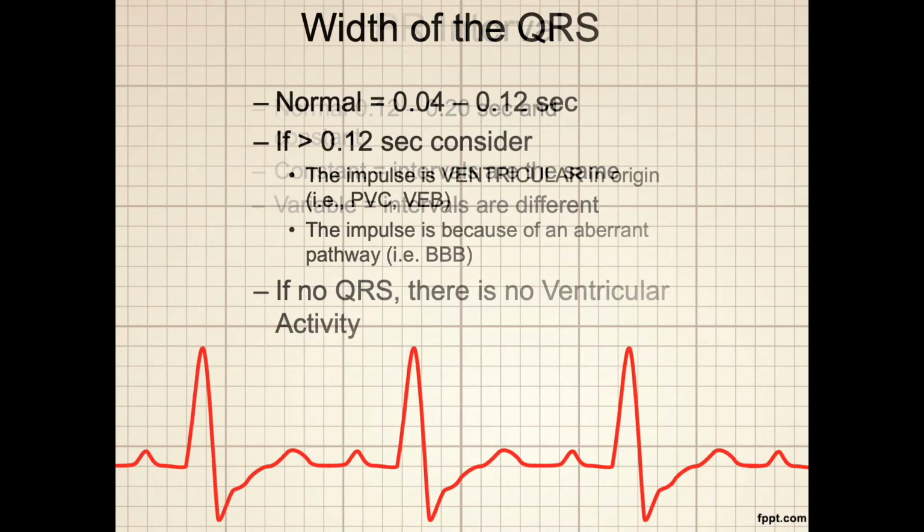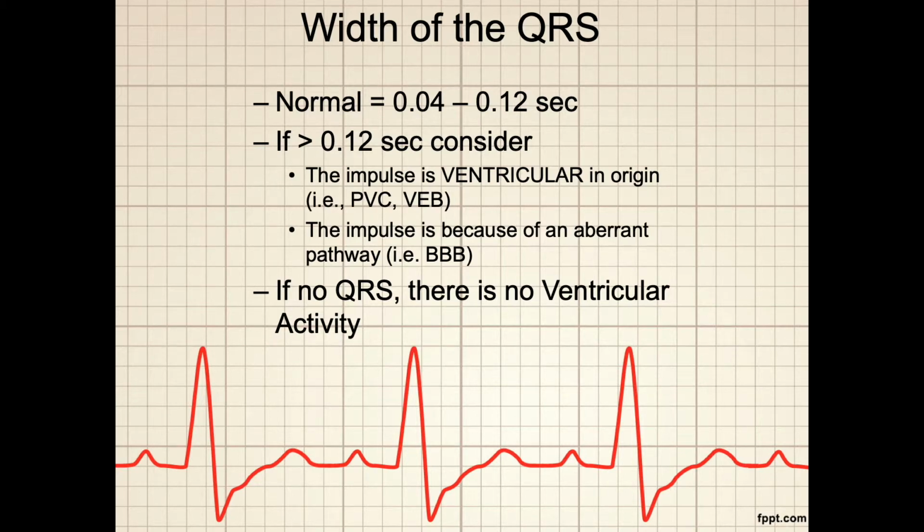Next, measure the width of the QRS complex. Normally, the QRS complex should be between 0.04 and 0.12 of 1 second. That is, between 0.04 and 0.12 seconds. If the QRS complex is greater than 0.12 seconds, then consider that the impulse is ventricular in origin, such as a premature ventricular complex or a ventricular escape beat.